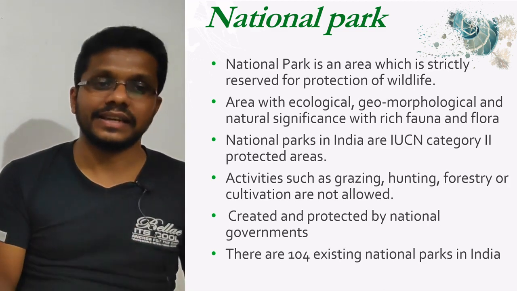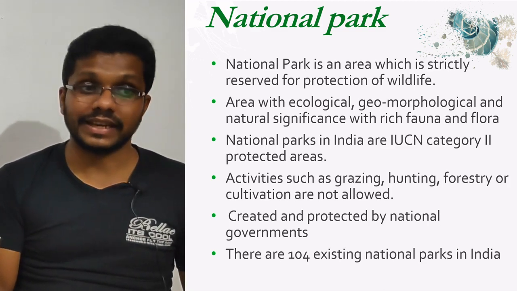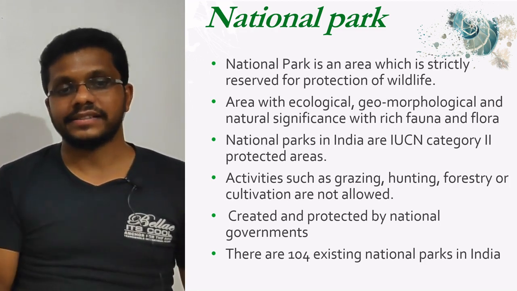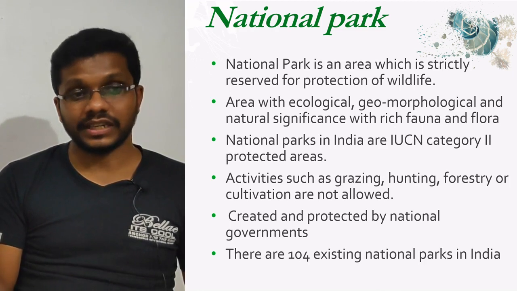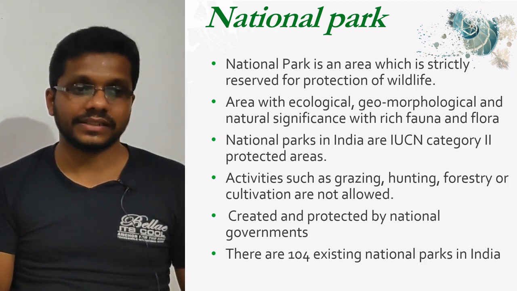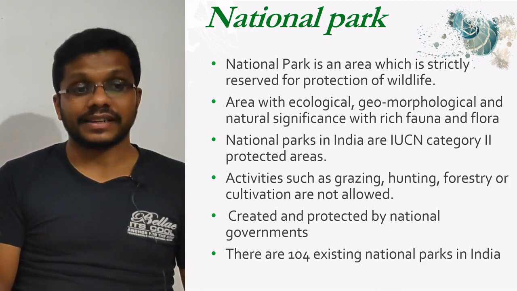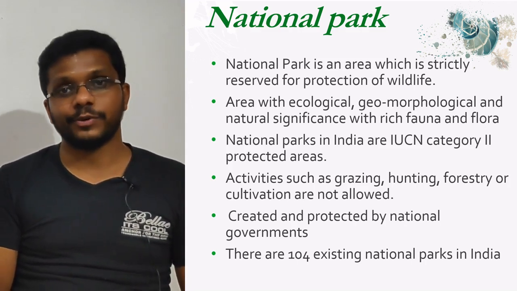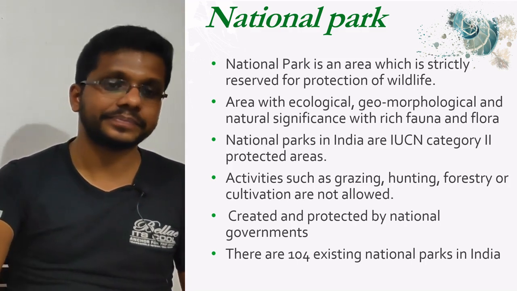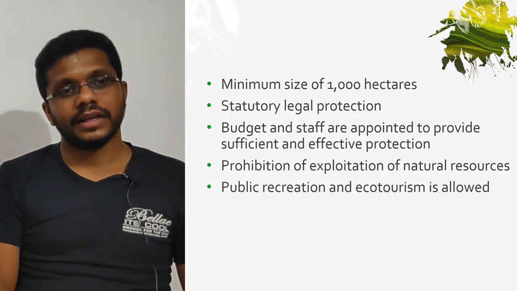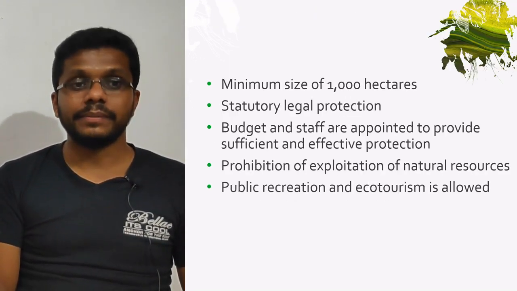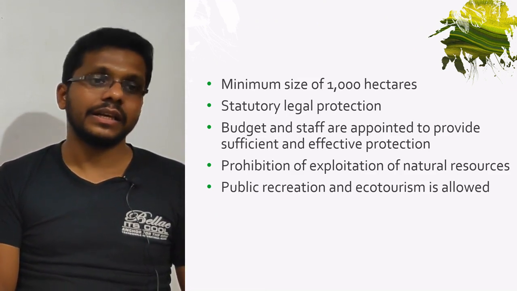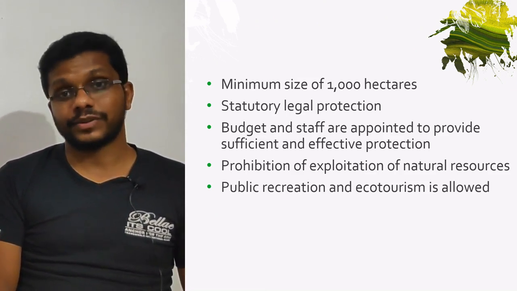As we discussed earlier, it comes under IUCN category 2 protected area. Activities like grazing, hunting, forestry or cultivation are not allowed inside a national park. It is created and protected by the national government. And in India, we have about 104 national parks. And for a national park, the minimum size should be 1000 hectares. It has statutory legal protection.